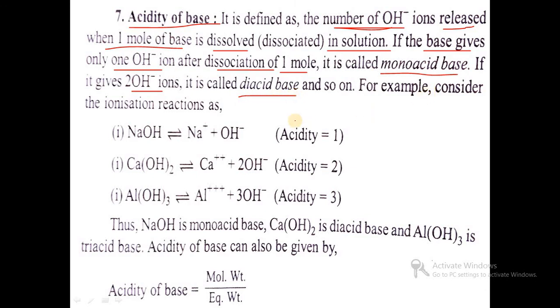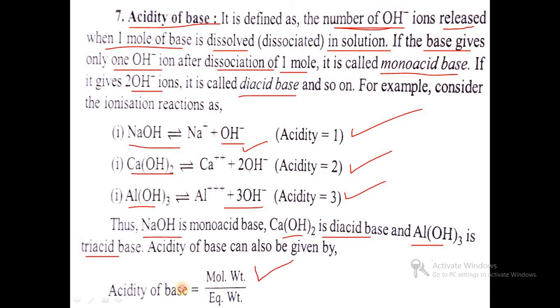So for example, consider the ionization reactions. NaOH gives 1 OH minus ion, so acidity is 1. Calcium hydroxide gives 2 OH minus ions, so acidity is 2. And aluminum hydroxide gives 3 OH minus ions, so acidity is 3. So NaOH is a monoacid base, calcium hydroxide is a diacid base, while Al(OH)3 is a triacid base. Acidity of base can also be given by the equation: acidity of base is equal to molecular weight divided by equivalent weight.